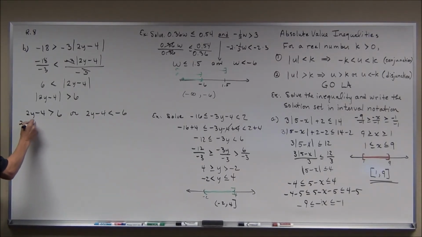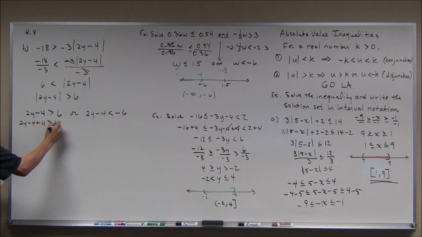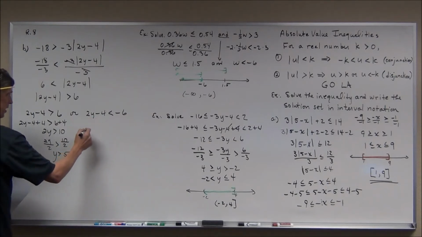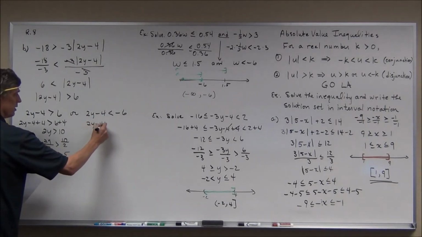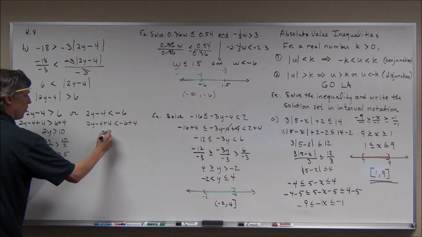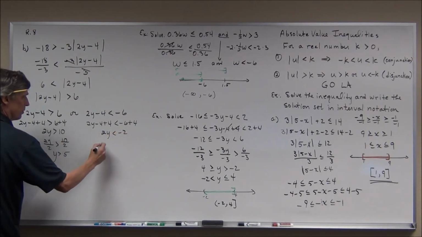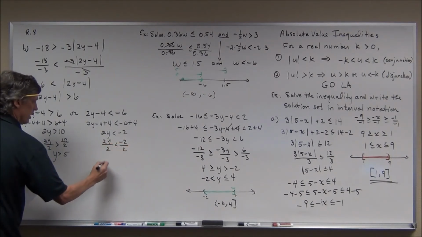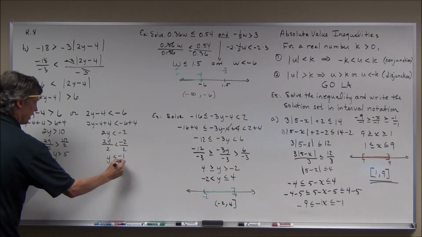So I'm going to start off by adding 4. I have 2y is greater than 10. Divide by 2. Y is greater than 5. Here I'm going to add 4 to both sides. I have 2y is less than negative 2. I'm going to divide both sides by 2. And I have y is less than negative 1.